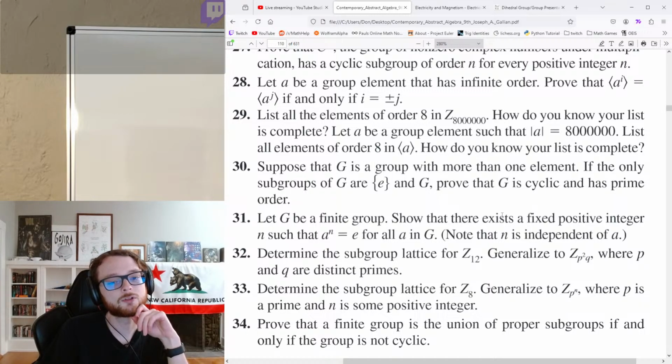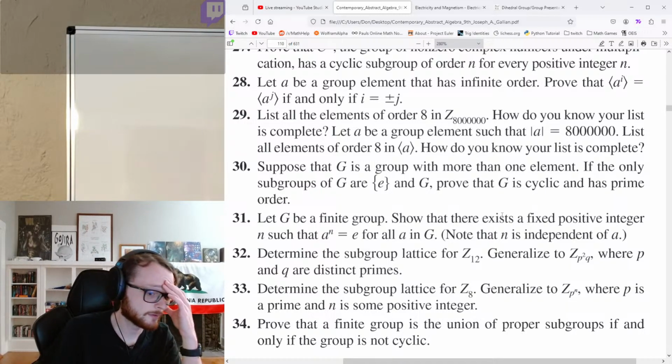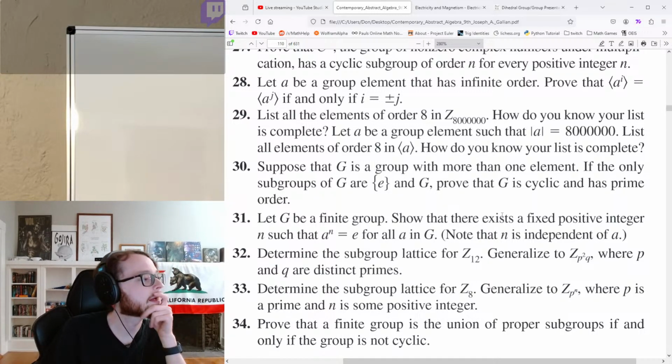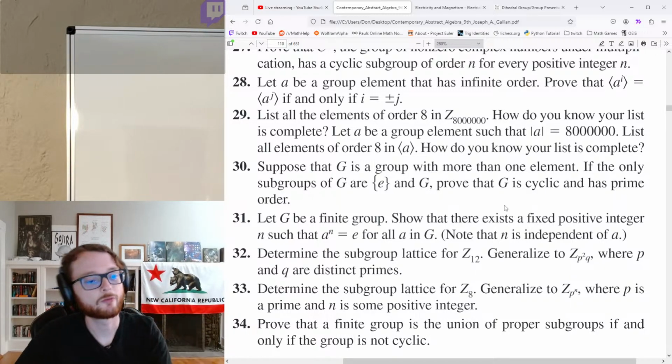The only subgroups of G are E and G. Prove that G is not cyclic, or then G is not cyclic. If I just boil it down to that, how would that work? Maybe let's start writing.